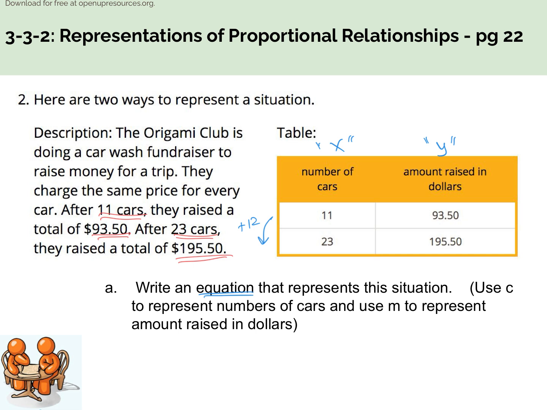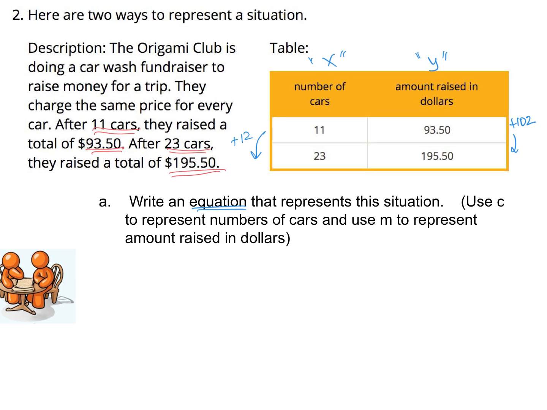And what about the other part? So we can go 195.50 minus 93.50. How does that change? Notice how this is adding 102. So how do we find our slope? I'm going to move this up because I need more room. So our slope, again, is our change in the Y over change in the X. Let's put that together. How does the Y change? 102. How does the X change? By 12.